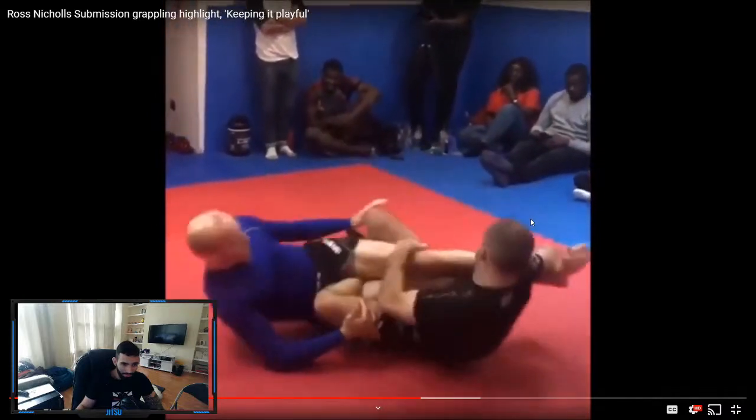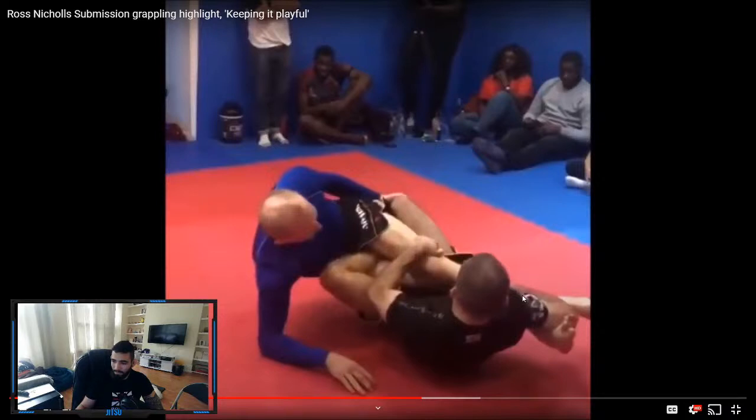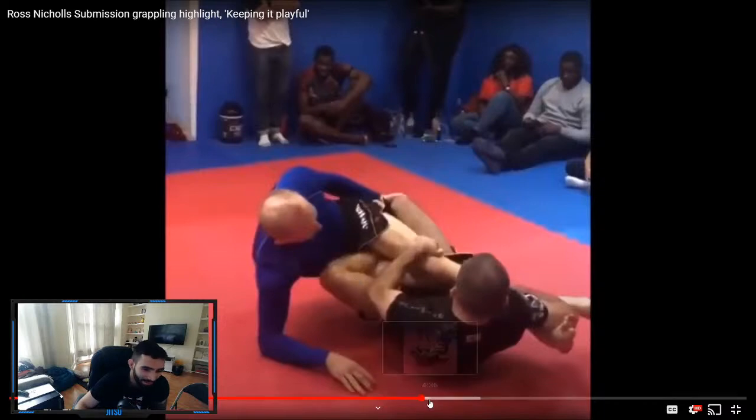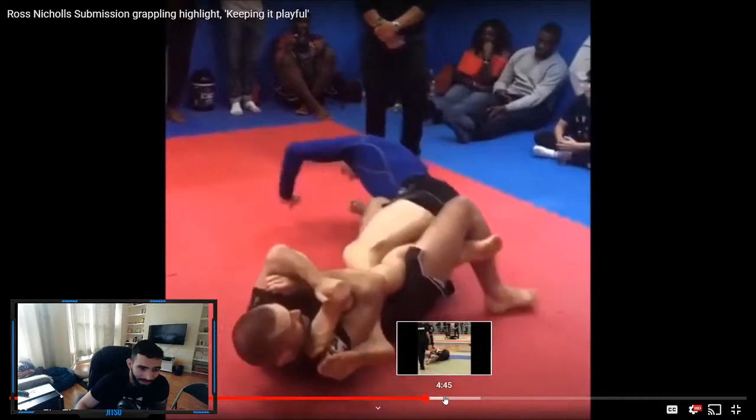So here, what's this position here? Any takers? What's going on this weak side? What did you guys learn today? What's this position called? Saddle. Fantastic. You see, so you can find these videos and just look at all the leg entanglements.